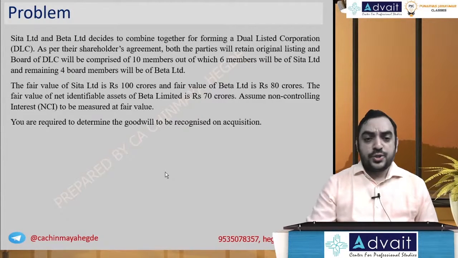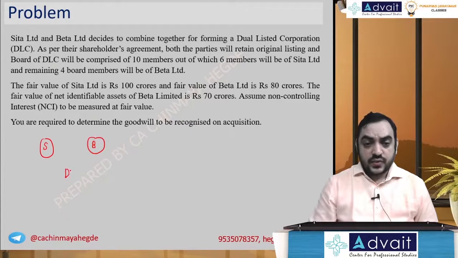Okay, so first let me show you the facts of the case. You have one company, Sita Limited, and another company, Beta Limited, and they are forming a dual listed corporation, DLC. And DLC will comprise 10 members, out of which 6 members will come from Sita Limited and 4 members will come from Beta Limited.